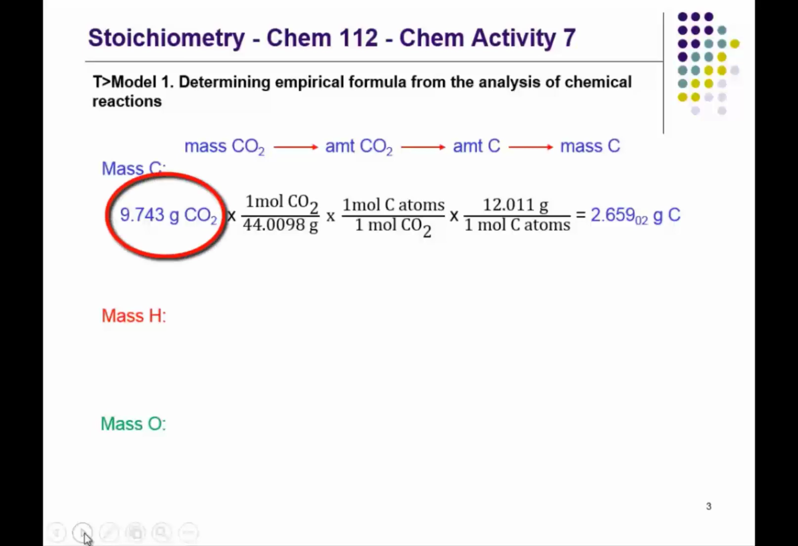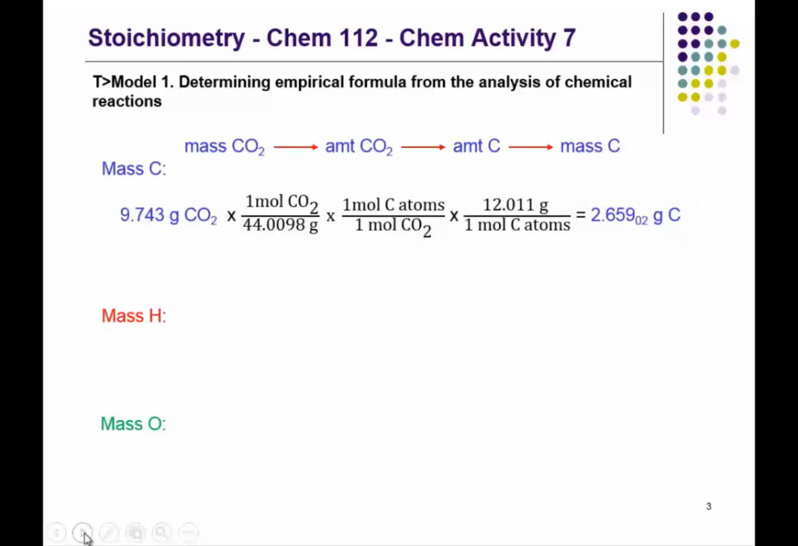9.743 grams is the mass of carbon dioxide that was produced as a result of the combustion. I multiply this by the conversion factor involving the molar mass of carbon dioxide. From there, I'll convert the amount of CO2 to the amount of carbon atoms based on the mole ratio. Finally, I'll determine the mass of carbon that was in our original sample. That is the 2.65902 grams of carbon. I can do a similar analysis to find the mass of hydrogen.